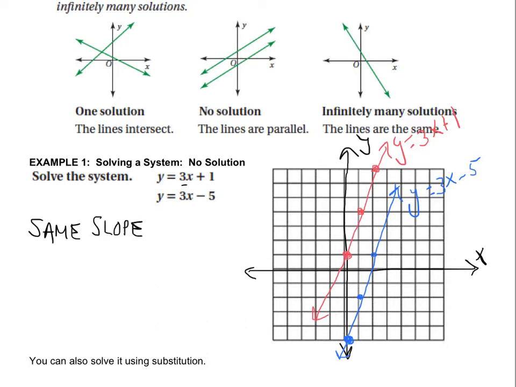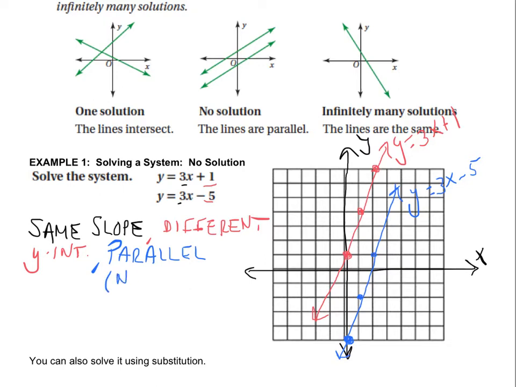Here we have 3's and 3's. Different y-intercepts, though. We have a 1 and a negative 5. That basically says these are parallel. So even without the graph, we could have noticed that. If they are parallel, there is no intersection point, and if there's no intersection point, this has no solution.